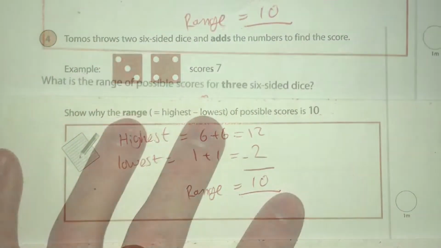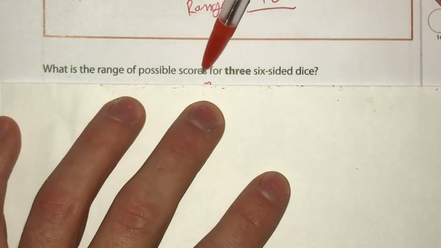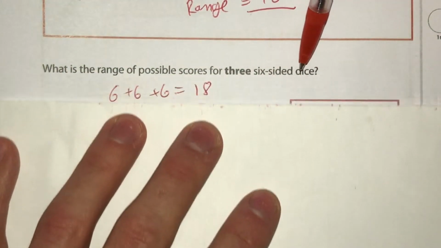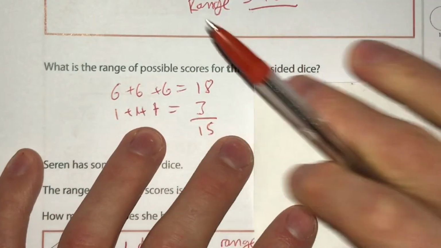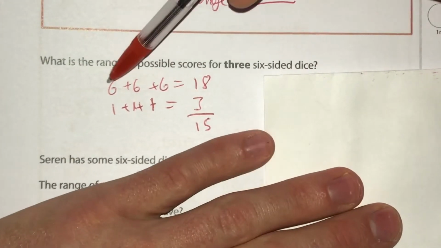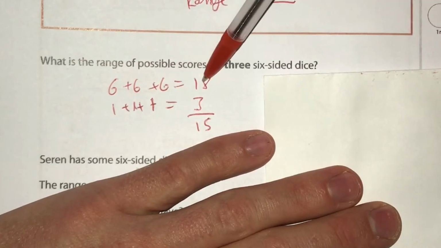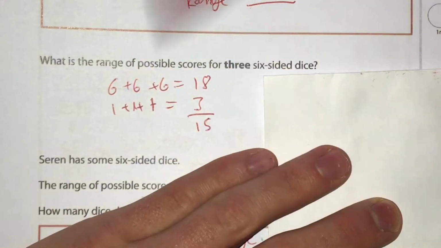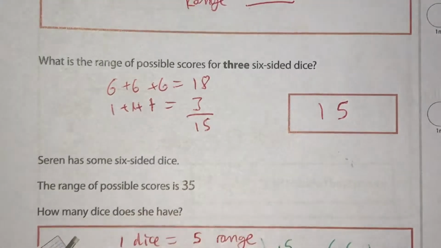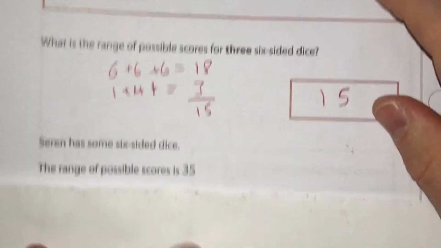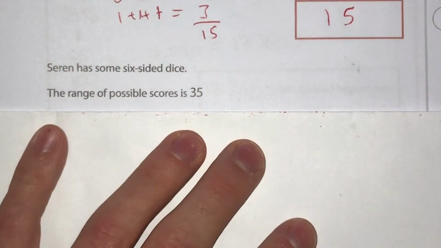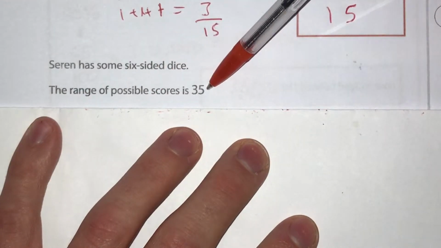12 and 2. The next question says, what is the range of the possible scores of 3 6-sided dice? Well, what have I done here? I've just had a look and said 6, 6 and another 6 is the biggest. The smallest is 1, 1 and 1. 18 and 3 has a gap of 15. So for the 1 mark, 15. So I'm now going to use that to help me with the next question. It now says the range of the possible scores is 35.